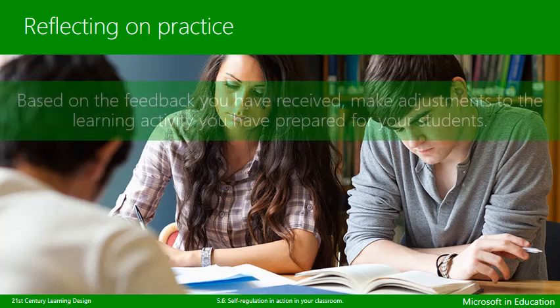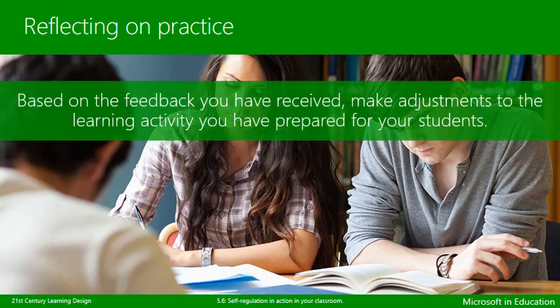Based on the feedback you have received, make adjustments to the learning activity you have prepared for your students. Then, work with your students in the classroom and try out your learning activity. What happened? What did you observe in the classroom as the students engaged in self-regulation? Were there particular skills that your students demonstrated? Did they need extra input that you had not anticipated? In short, what worked and what didn't work?